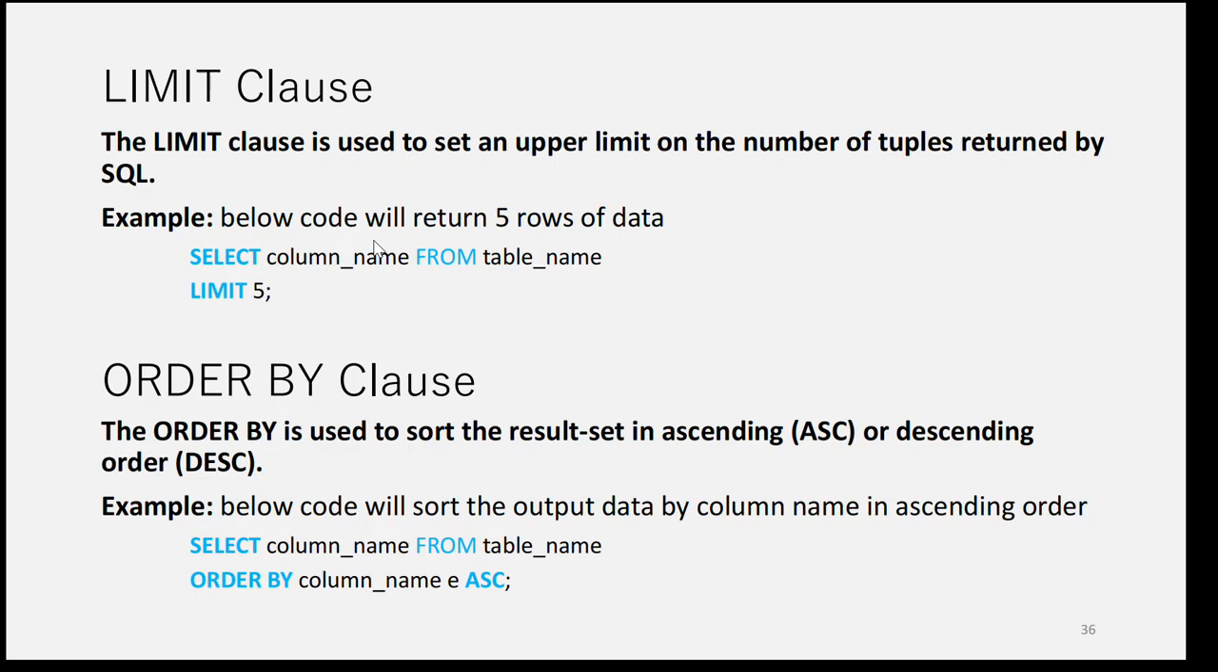Now let's see the limit clause. The limit clause means only that number of outputs will be given. Like if the limit is 5, only 5 rows will be output.